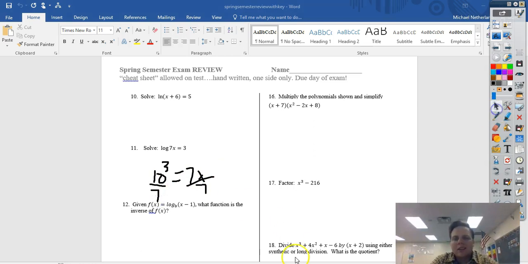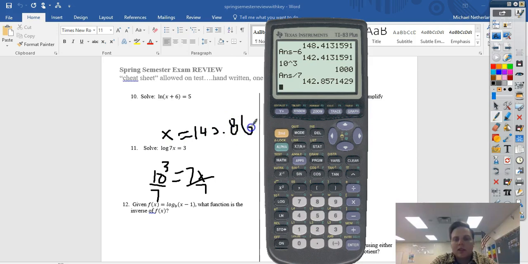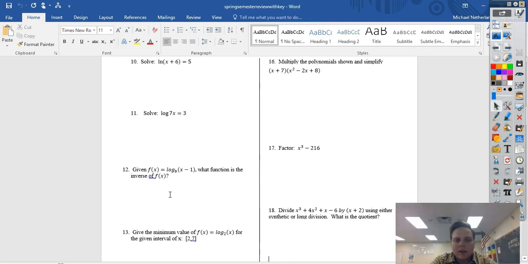And so we get 10 to the third divided by 7. I'm pretty sure 10 to the third is 1,000. In fact, I know it is. Divide that by 7. And we get 142.86. So x is approximately, this is problem number 11, 142.86. Okay? Number 12, it says, given that f of x equals log base b of x minus 1, what function is the inverse of f of x?